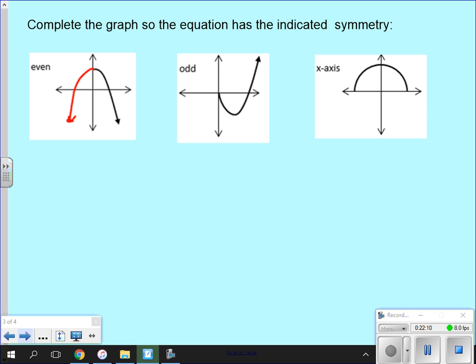Okay. Odd. What is odd symmetric about? About the origin. So the idea is if I rotate this 180 degrees, I get the same thing. So to complete it, I just have to imagine spinning this around. If you want to stand up and look at it upside down, you'll see what I'm talking about. So it would look like that. And then the x-axis. If I flip it over, it's our image here. Now, a very interesting note about this particular one.